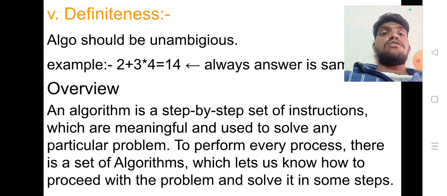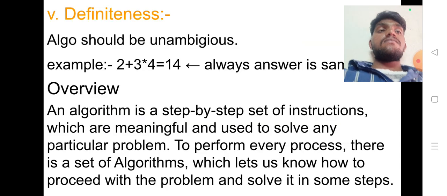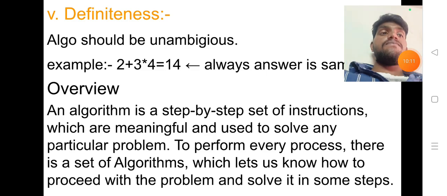Example: 2 plus 3 into 4 is equal to 14. Always the answer is the same. An algorithm is a step by step set of instructions which are meaningful and used to solve any particular problem. To perform every process there is a set of algorithms which lets us know how to proceed with the problem and solve it in steps. Thank you.